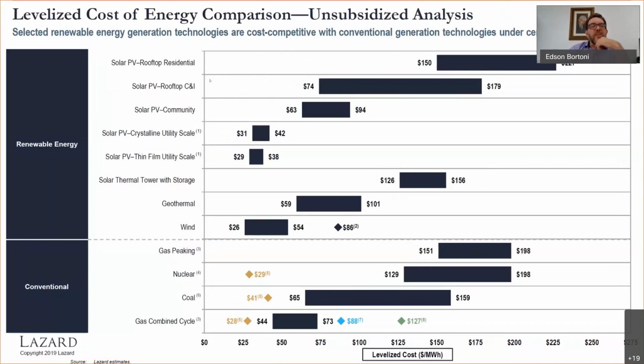you will have a comparison of the energy cost of the several renewable and conventional power generation. You can see here residential solar, C&I, which stands for commercial and industrial application of photovoltaics. Community photovoltaics is a business model that has been used worldwide.